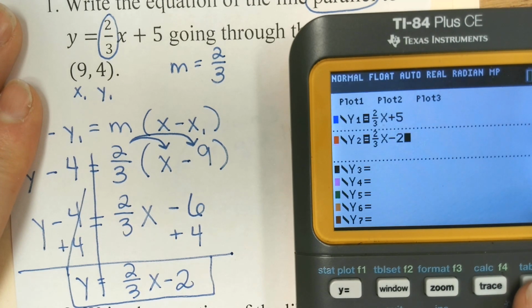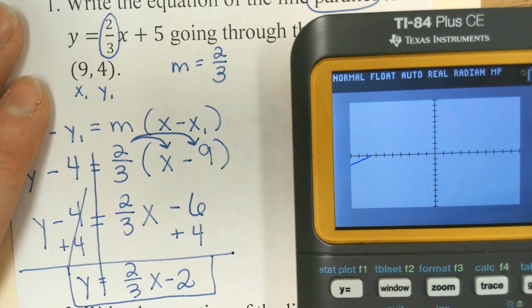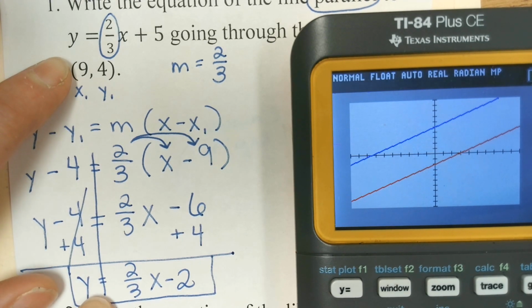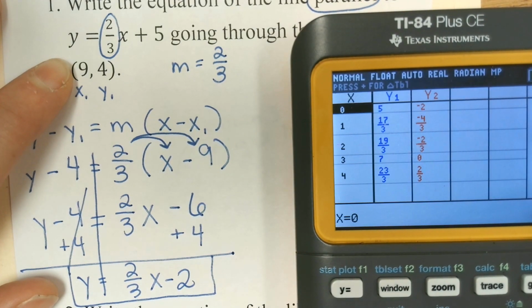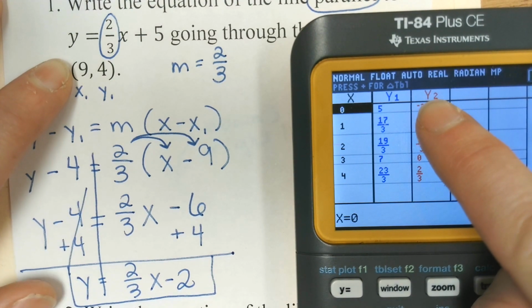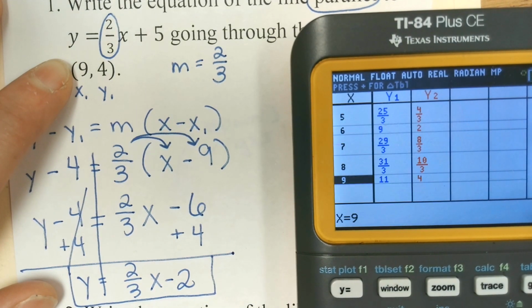Hit graph to see how it looks. And they should be parallel because they do have the same slope. And they are. So the only thing left to check is to make sure that this point goes through 9, 4. So the way you can check points is go to the table. So hit second graph to get to the table. We want to make sure that y2, which is our second equation, goes through 9, 4. So I'm going to go on the x's, and I'm going to move it until I get to 9.